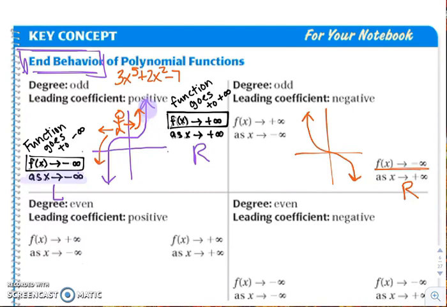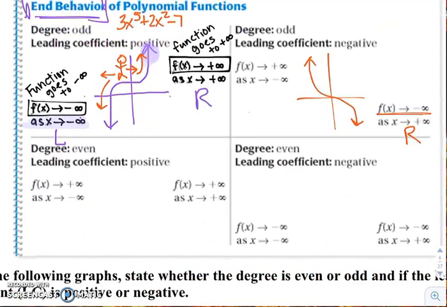So I think it's easiest to remember that if your degree is odd, then your ends are going to go in opposite directions. O and O, odd and opposite. And that's what these are doing here. Your function has ends that start and stop in opposite directions. If it starts at the bottom, it ends going to the top, and if it starts at the top, it ends going to the bottom.